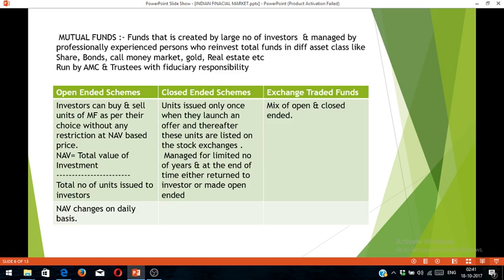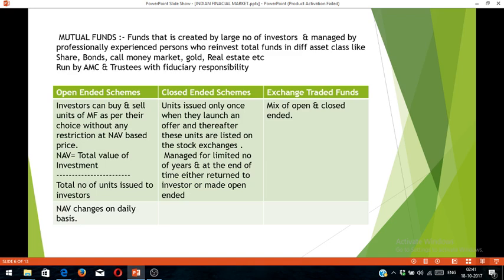In mutual funds, there is no restriction on where to invest. The only purpose is returns. They have to earn maximum returns. So three parties are there. One is the investors, the persons who are investing the funds. The second is the professionally experienced persons who reinvest those funds, and the third one is the trustee. There are some trustees also who have some responsibility.